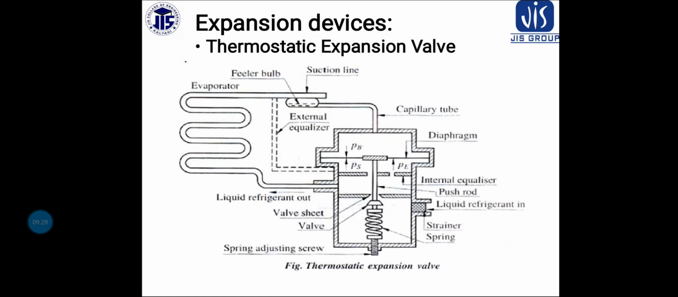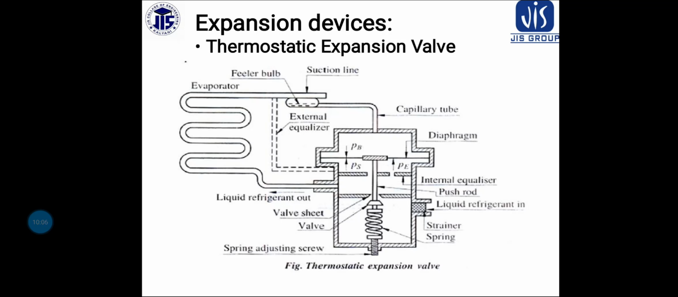What are the functions? It reduces the pressure of liquid from the condenser pressure to evaporator pressure, keeps the evaporator fully active, and modulates the flow of the liquid to the evaporator according to the load requirement of the evaporator, so as to prevent flood back of the liquid refrigerant to the compressor.